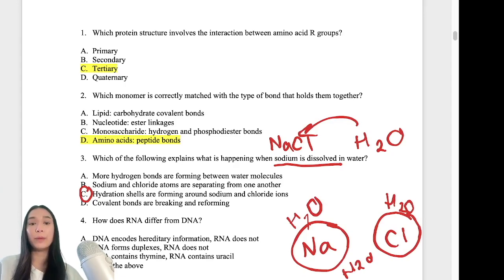So this can't be true because our NaCl is ionic. So between the Na and the Cl is what's known as an ionic bond. A covalent bond is a different bond. So D cannot be true because it's not a covalent bond being broken and reformed, it's an ionic bond.